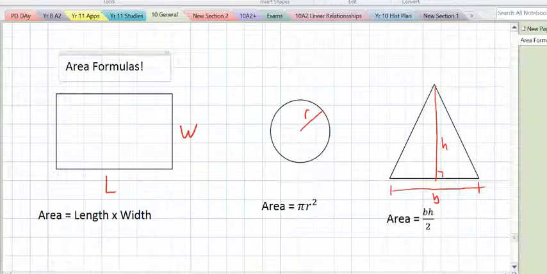I'll give you a hint. This is the diameter. That's the radius. Radius is half the diameter, so you halve the diameter to get to the radius. So with the lengths and widths, can I just put base times height for the rectangle? Yes, if you want.